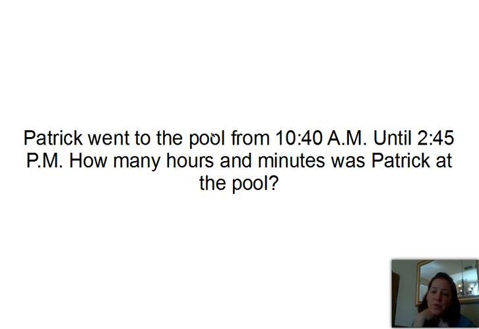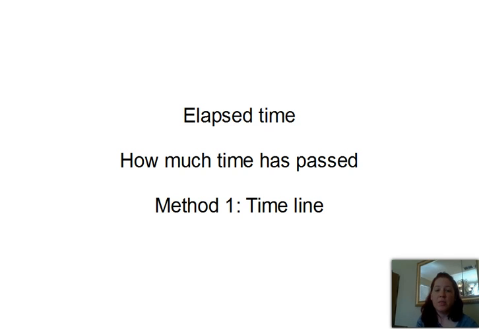Patrick went to the pool from 10:40 a.m. until 2:45 p.m. How many hours and minutes was Patrick at the pool? This is a video about elapsed time. Elapsed time is how much time has passed.